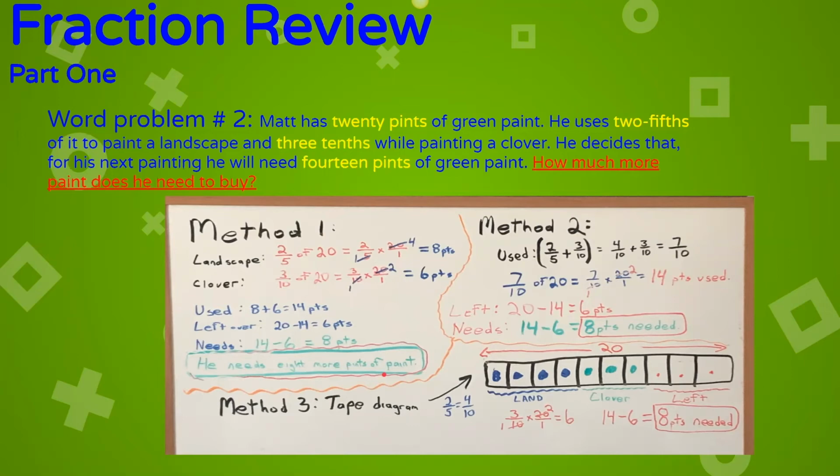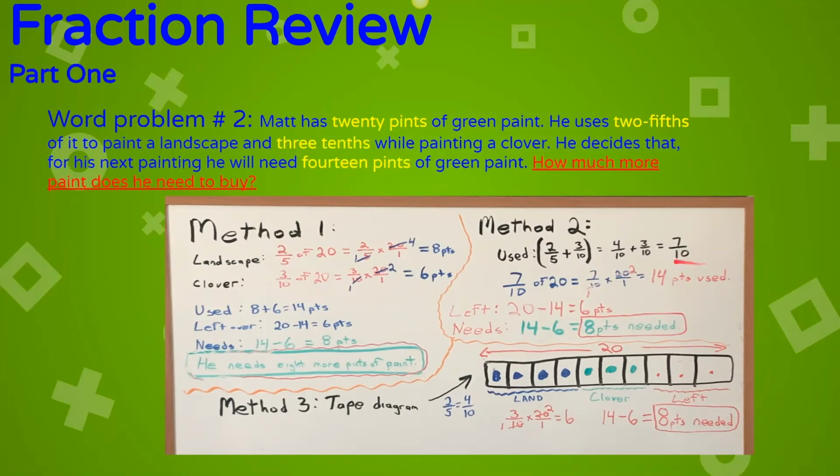Okay, let's look at another method. This is method 2. This is where I didn't have to really draw a diagram or anything because I just added what he used. He used 2/5 and 3/10 of his total. We want to make like units, so we change that to 4/10. 2/5 is the same as 4/10. Add that to 3/10. Now we know he used 7/10 of the paint. So 7/10 of the 20 pints that he started with, we can multiply 7/10 of 20 over 1. Again, we simplify 10 and 20, that becomes 1, that becomes 2. 2 multiplied by 7, 14 pints were used.